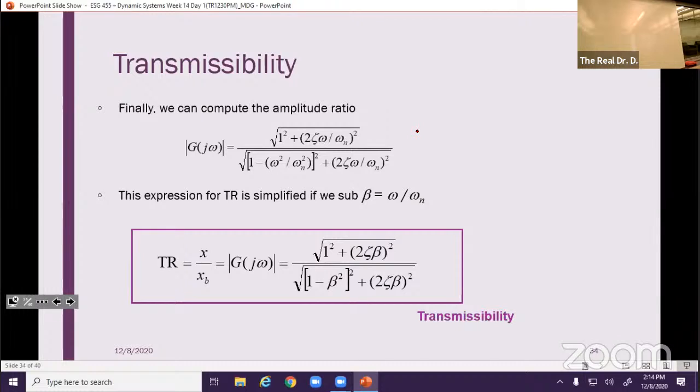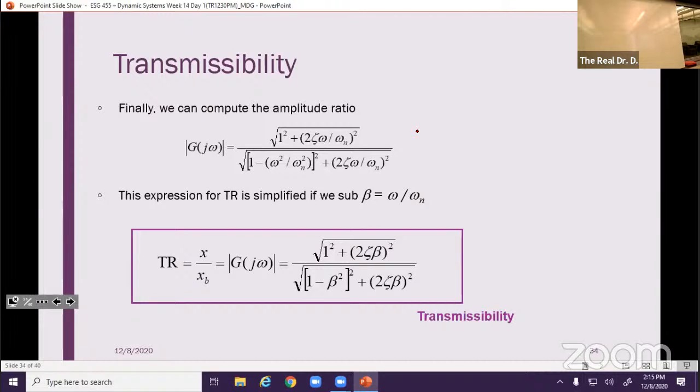But then I'm also going to say, well, you know what? I have this ratio omega over omega n. I'm going to call this the frequency ratio, and I'm going to call it beta. So now beta is omega over omega n, and I substitute that in. And so my transmissibility is a function of zeta and beta, my damping and frequency ratios. The frequency ratio is the ratio of my input frequency to my natural frequency.